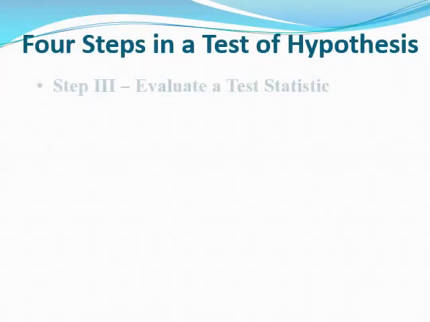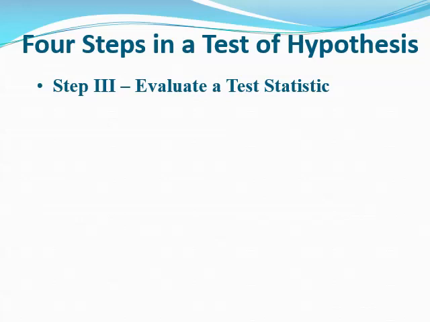All right, we've reached a point now where we've gone through the first two steps of a test of hypothesis. We've set up the test by specifying the null and the alternative hypothesis, and we've gone out and collected some data. The data we've collected have been put into a formula, and we've got a number. And now the question becomes, how do we evaluate that test statistic? How do we know what that test statistic is saying?